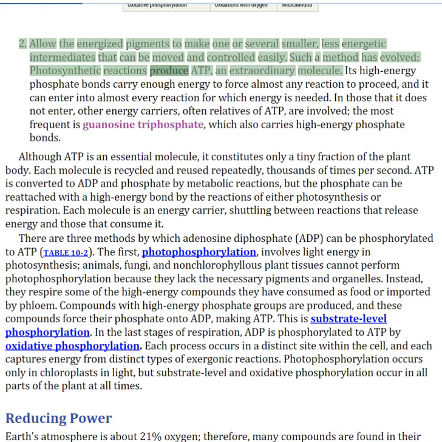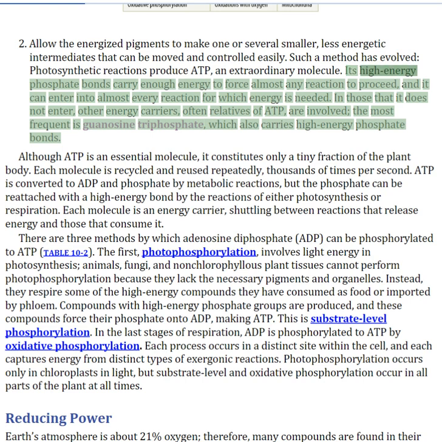Photosynthetic reactions produce ATP, an extraordinary molecule. Its high-energy phosphate bonds carry enough energy to force almost any reaction to proceed, and it can enter into almost every reaction for which energy is needed. In those that it does not enter, other energy carriers, often relatives of ATP, are involved. The most frequent is guanosine triphosphate, which also carries high-energy phosphate bonds.